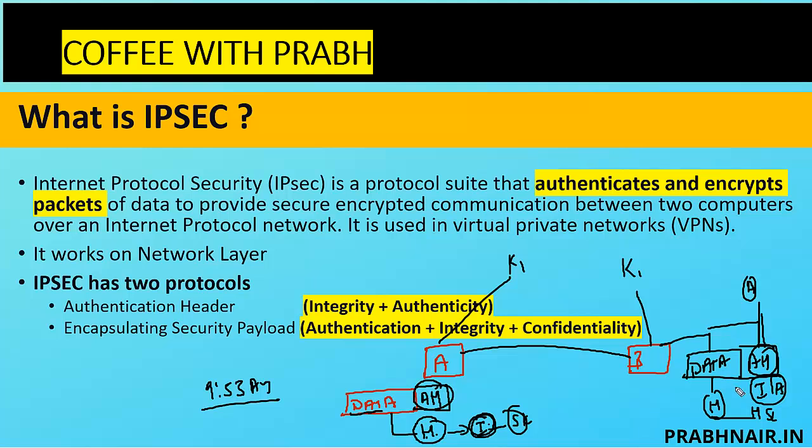So AH is primarily introduced for integrity and authenticity, but anyone can intercept and read the data. So I will encrypt this entire state of data into a new packet. So the data, AH, will be encrypted into a new one, and that is where ESP comes into the picture. ESP basically offers authentication plus integrity plus confidentiality.